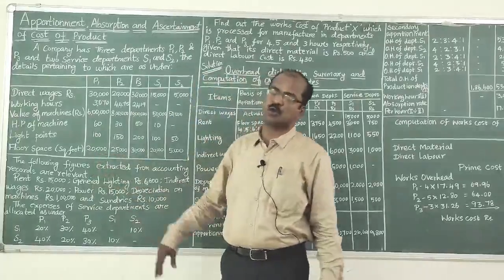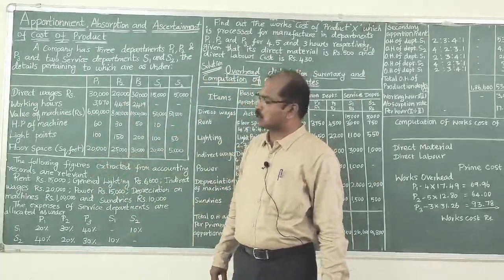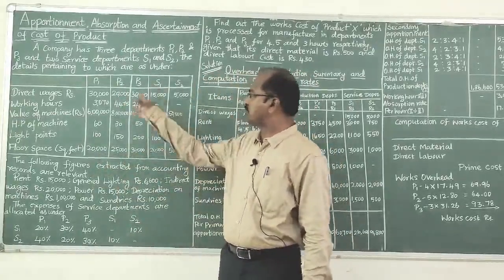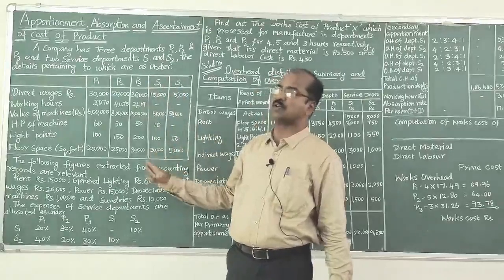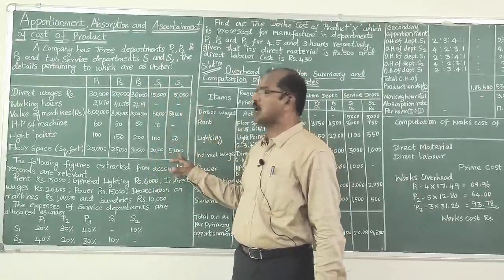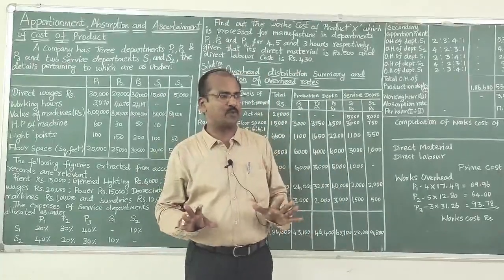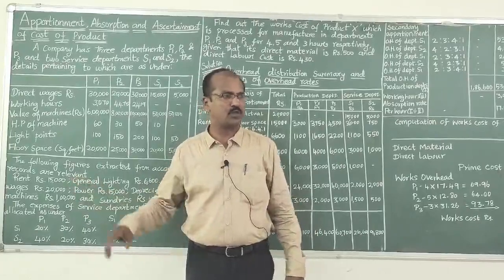Now 20,000 square feet of land is occupied by P1, 25,000 square feet by P2, and 30,000 square feet by P3. S1 has occupied 20,000 square feet, and S2 has occupied 5,000 square feet. So we have come to know the basis for apportioning rent, which is nothing but floor space.